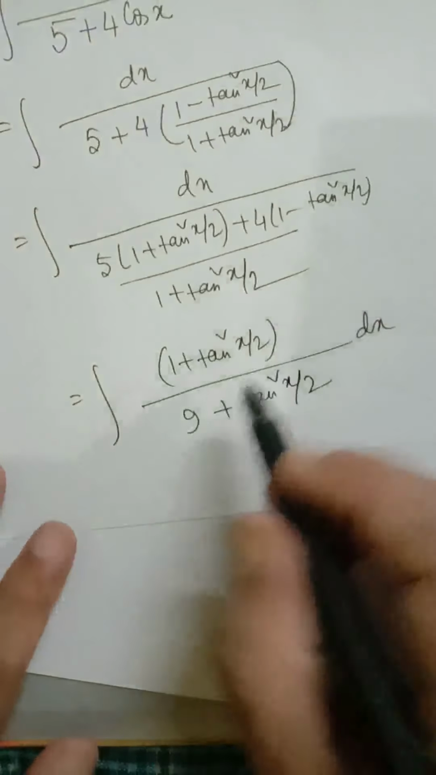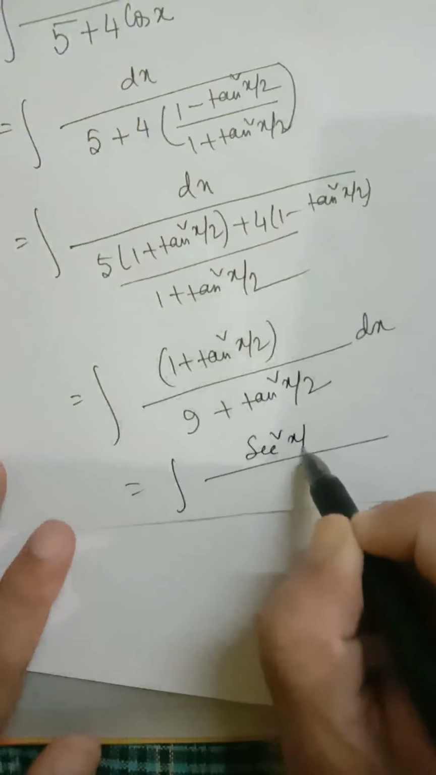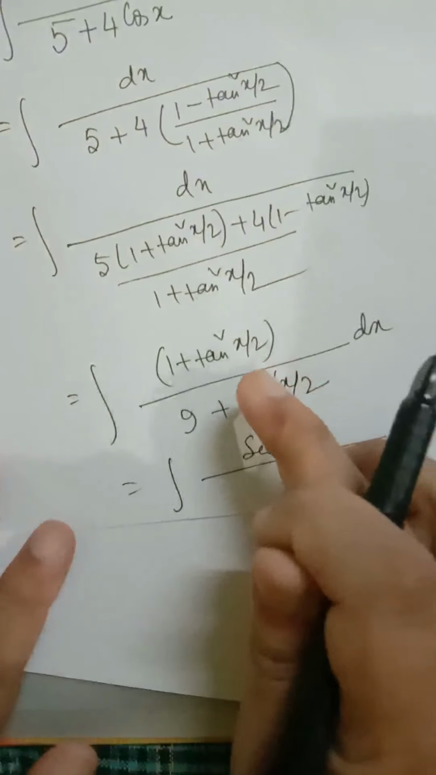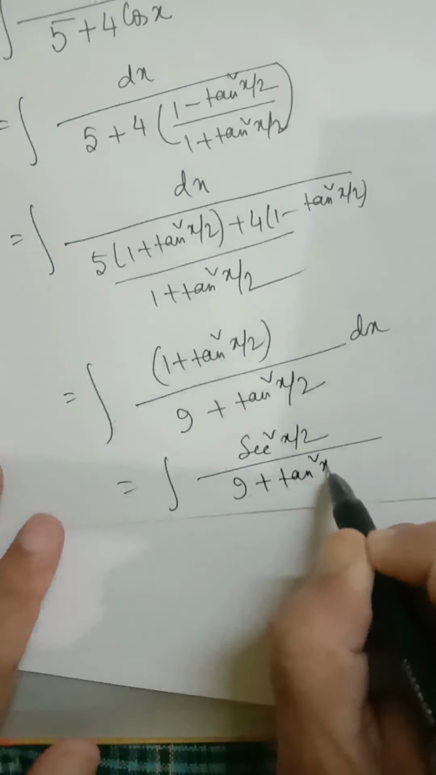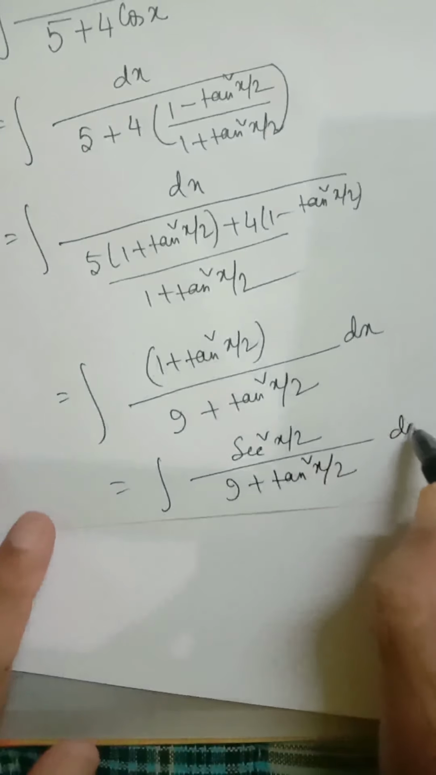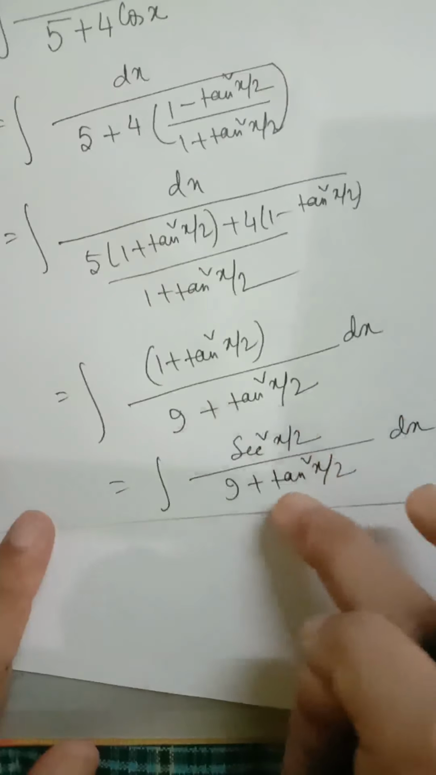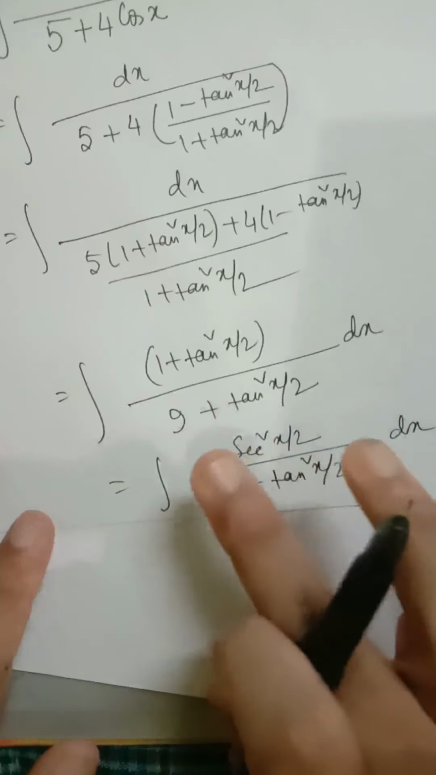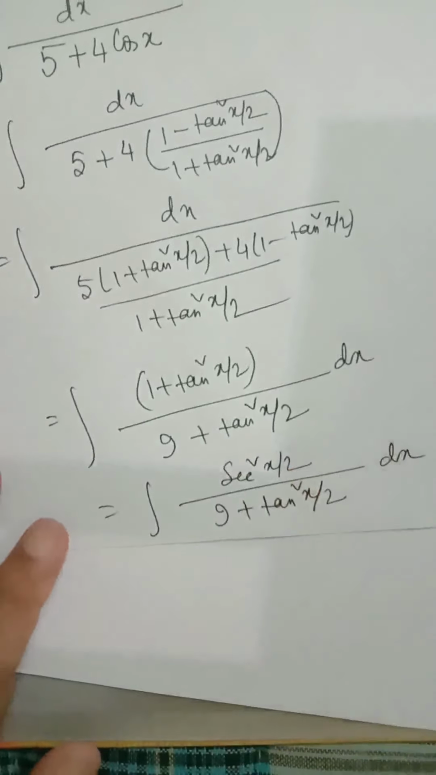1 plus tan square x by 2 is sec square x by 2, because 1 plus tan square x is sec square x. The denominator is 9 plus tan square x by 2, and we can see the derivative of tan x by 2 is almost the numerator. The derivative of tan x by 2 will be half into sec square x by 2. So now we will substitute.